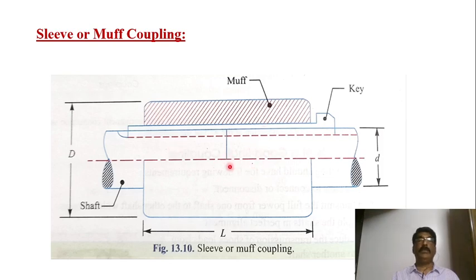Here the muff is nothing but a hollow shaft, and its inside diameter is equal to the diameter of the shaft. So in case of a muff coupling, the three important parts are the two shafts to be connected and a muff, that is a cylindrical part, and to connect the muff and the shafts in between you will have to drive a key. So these are the important parts.